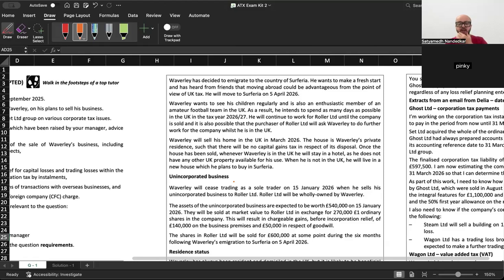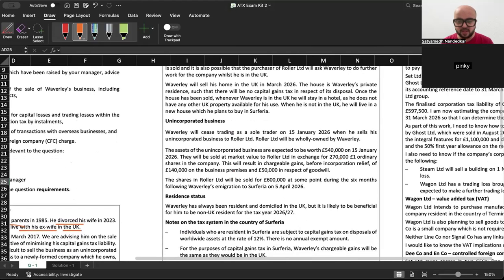Surfaria. Unincorporated business. Waverley will cease trading as a sole trader on 15th of Jan 2026 when he sells his unincorporated business to Roller Limited. Cease trading 15th of Jan 26. The assets of the unincorporated business are expected to be worth 540 on 15th of Jan. They will be sold at market value to Roller Limited in exchange for $270 ordinary shares in the company.